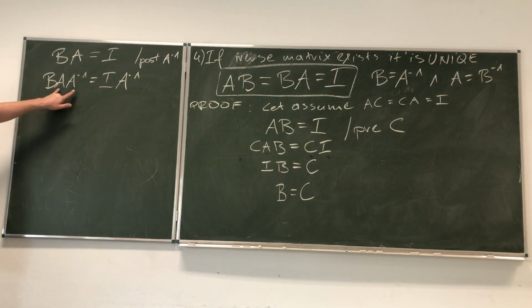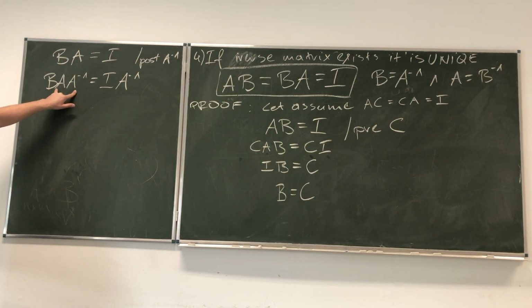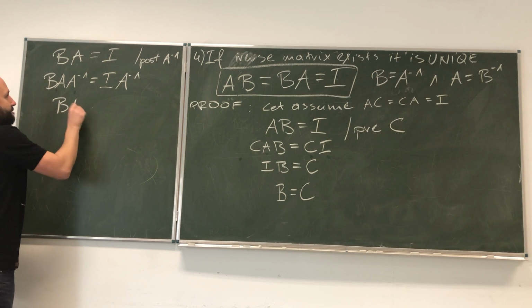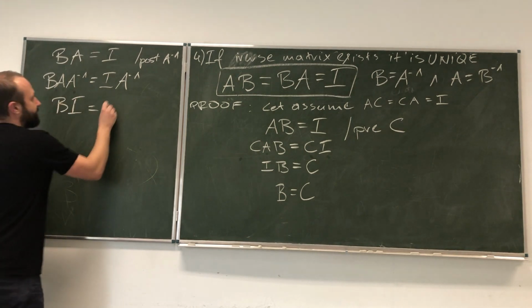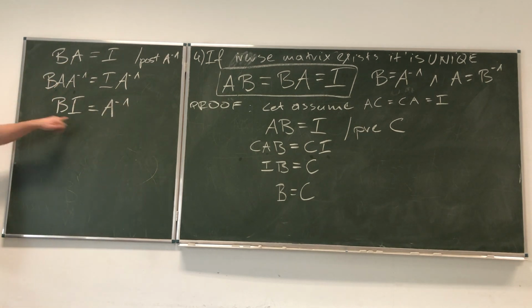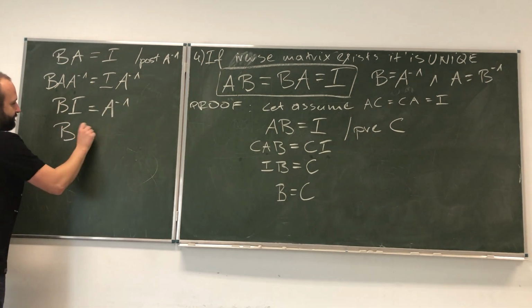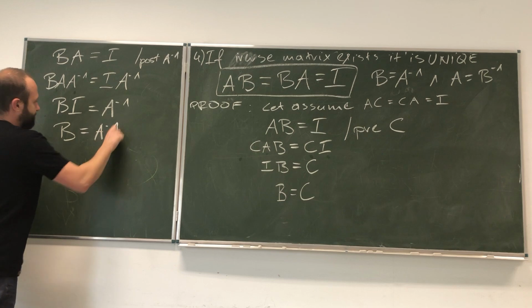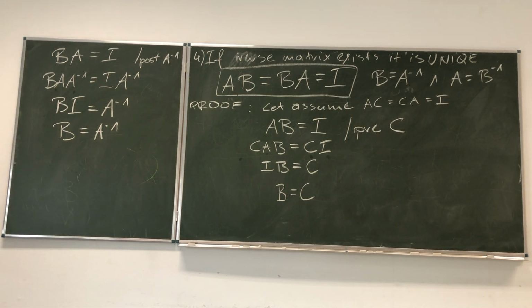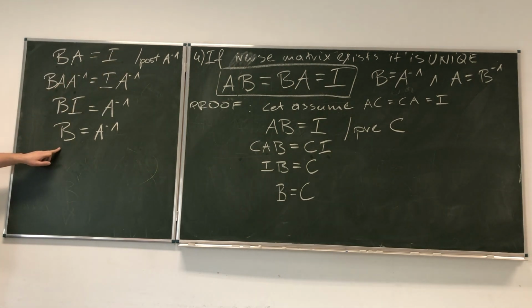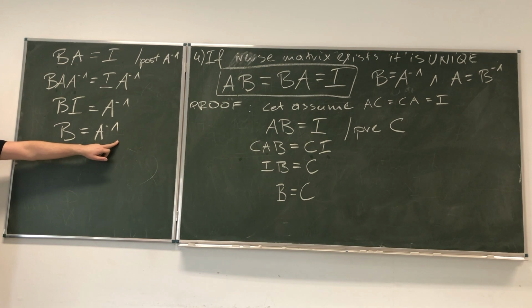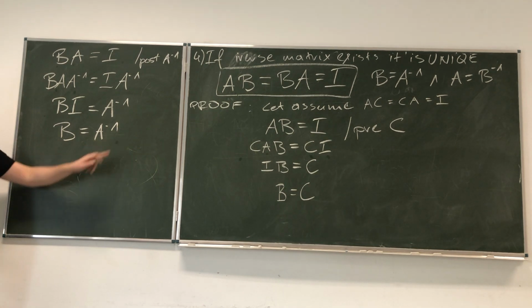And look, by definition, we know that this must be equal to I. And over here we get that this is A to the power negative 1. But B times I is B. So we clearly see that if B times A is giving us I, B must be equal to inverted matrix A.